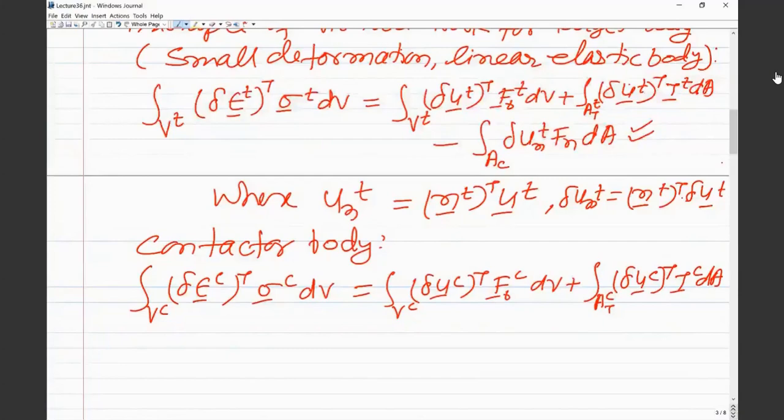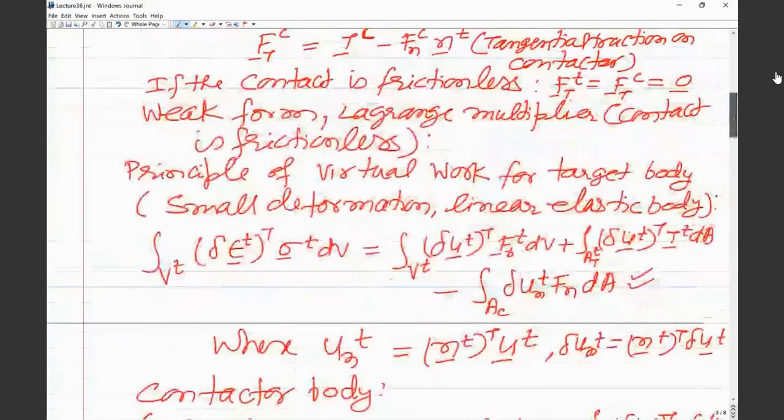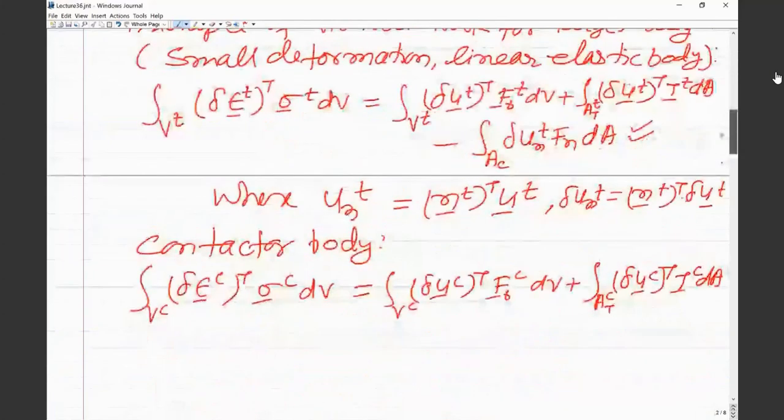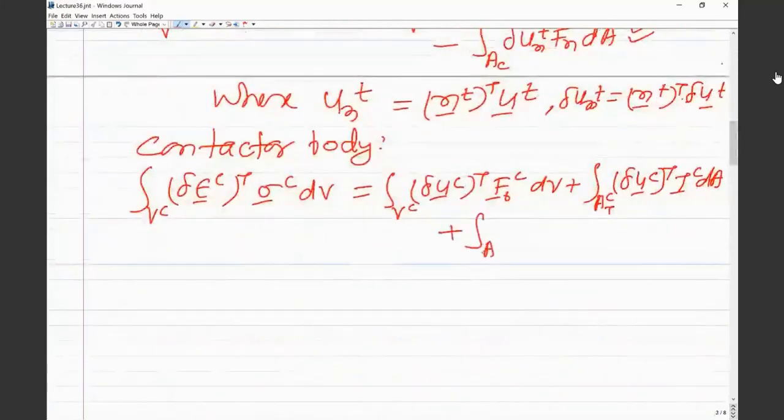And now the additional term would be the virtual work of the normal force. So if you see over here, minus Fn is equal to minus Fnc, so Fnc is equal to Fn. And Fnc is towards the contactor body, as you see this arrow over here. And if you see Unt, the Unc is also defined in the same direction, because Unc we are going to define based on Nt, and Nt will be towards the contactor body. So the virtual work of normal force on the contactor body would be positive. So we will have here plus the integration over the contact area, Ac is the contact area, into delta Unc into Fn dA.